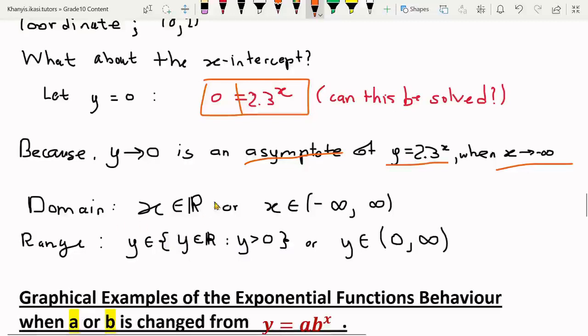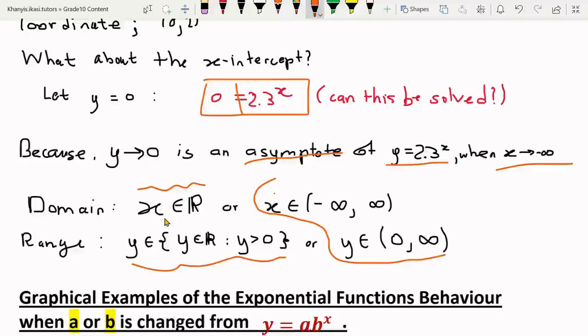And then the domain obviously will be x for all real numbers, which could also be written like this. So this here is what we call set builder notation, as well as this one. And these two here are our interval notation. Okay, so x is an element of the real numbers, or we can just say x belongs to the real numbers. Another way of saying it is that x belongs to negative infinity to positive infinity. And then for range, y belongs to a set. Now when I put these brackets in, it means a set.